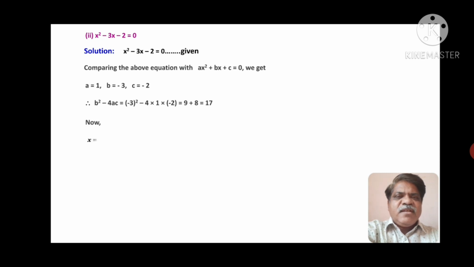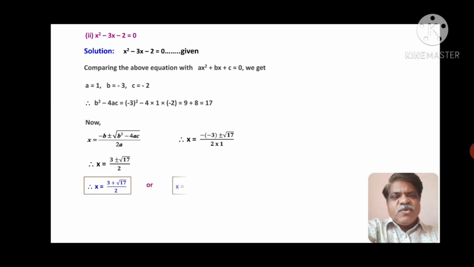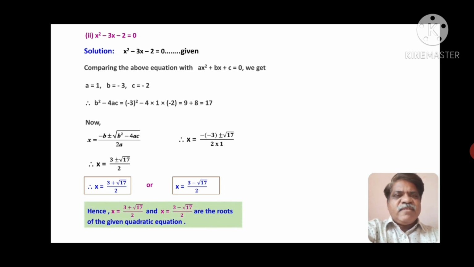Friends, we know that x is equal to minus b plus or minus under root b square minus 4ac upon 2a. Therefore, x is equal to minus of minus 3 plus or minus root of 17 upon 2 into 1. Therefore, x is equal to 3 plus or minus root of 17 upon 2. Therefore, we can write x is equal to 3 plus root 17 upon 2 or x is equal to 3 minus root 17 upon 2. Hence, x is equal to 3 plus root 17 upon 2 and x is equal to 3 minus root 17 upon 2 are the roots of the given quadratic equation.